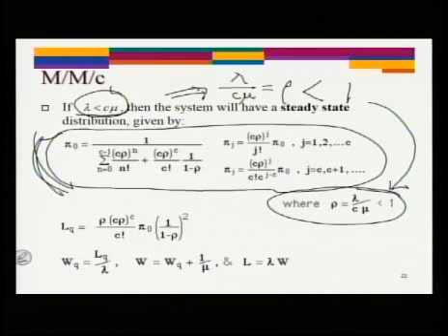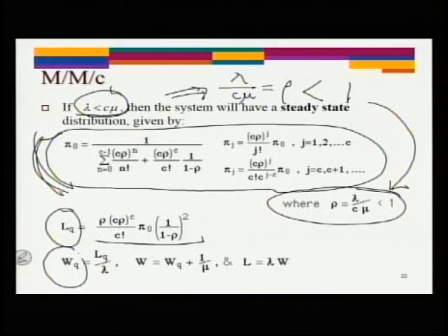And in this case, the average length of queue, which is LQ, can be obtained by using this. Once LQ is computed, then we can also compute, using Little's formula, WQ and W, and so on. Any questions so far?